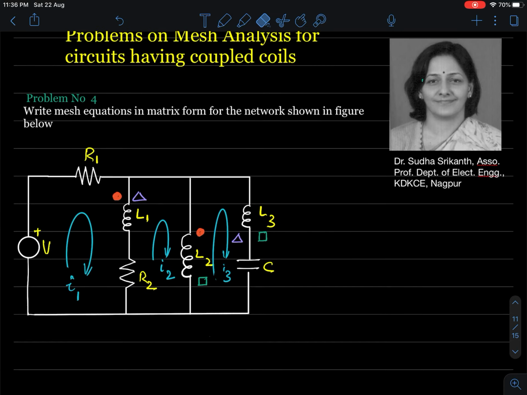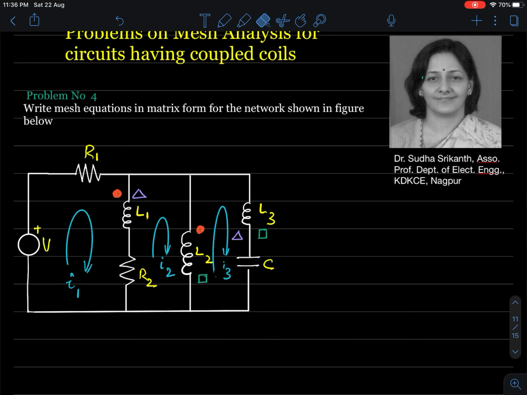Now, how to write the mesh equations for such a network is the question before us. We've been given this network, even the currents have been shown, the clockwise currents, otherwise also we assume clockwise currents. We have a voltage source conveniently. Now we will write the equations.